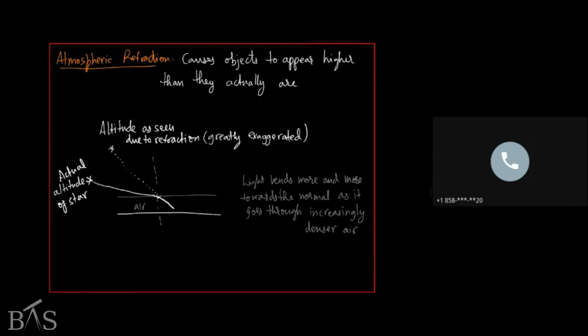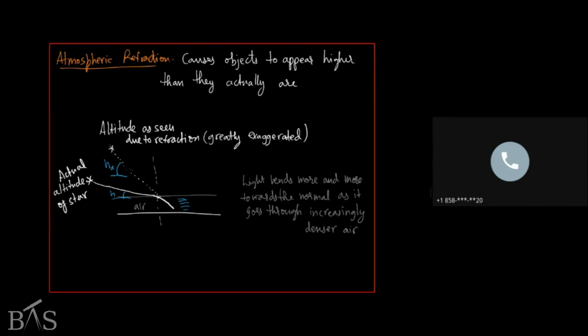What is happening is, remember that light bends towards the normal whenever it enters a denser medium. And as it enters layers of air coming towards you, the light from the star bends more and more towards the normal. So if the light is coming like this from the star along this white ray, it'll bend downwards like that. And so the position of the star that you actually see is higher in altitude. So although this was the altitude of the star, you actually see this altitude.